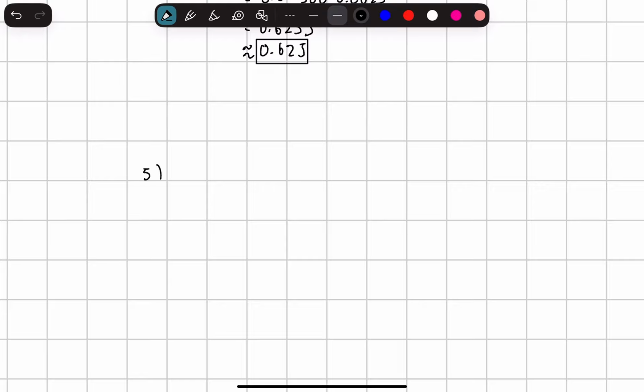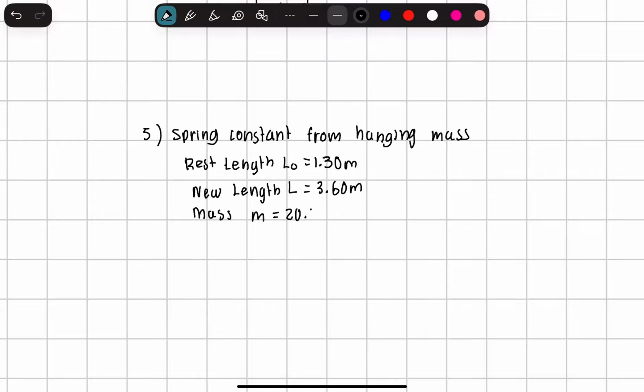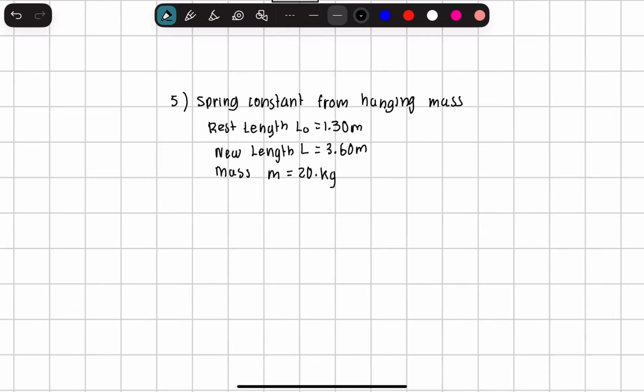So let's write this out. Number 5, where you're finding the spring constant from a hanging mass. Okay, so the rest length was L initial equal to 1.30 meters, and the new length is L equal to 3.60 meters, and the mass M was 20 kilograms.